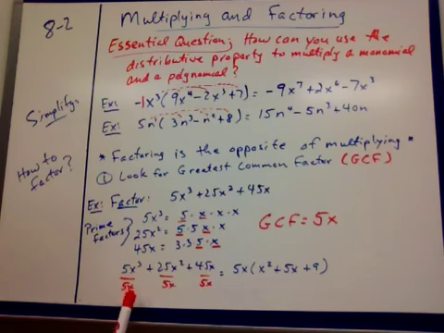5 goes into 5 once. 3 minus 1 is x squared. Boom. 5 goes into 25 5 times. X squared over x, 2 minus 1 is x to the first. Boom. 5 goes into 45 9. The x's cancel out. 1 minus 1 is 0. X to the 0 is 1. 9. Okay, that's where it comes from.